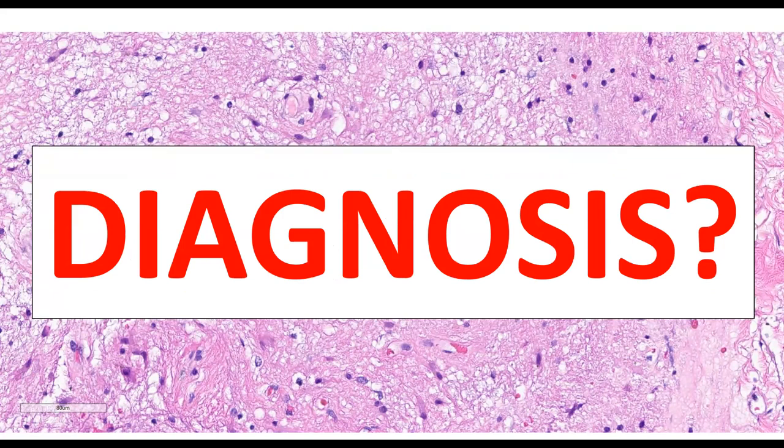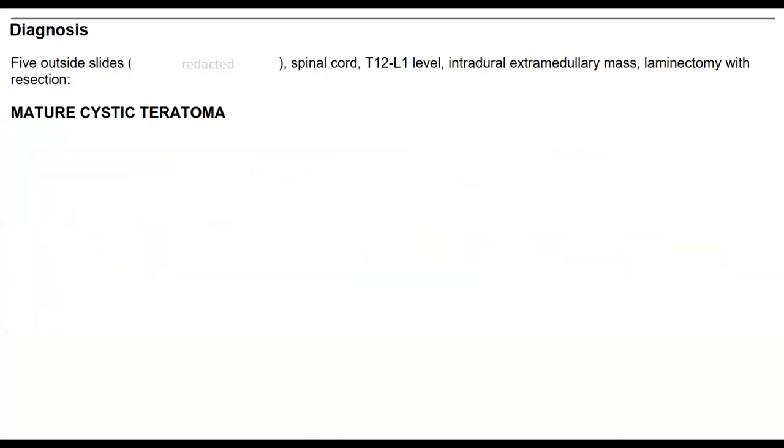What's your diagnosis? Since when is neural tissue part of a dermoid or an epidermoid? What's your diagnosis? Mature teratoma. Done and done. Mature cystic teratoma. Thank you. Did you like this case? Oh, yeah. Here we go.